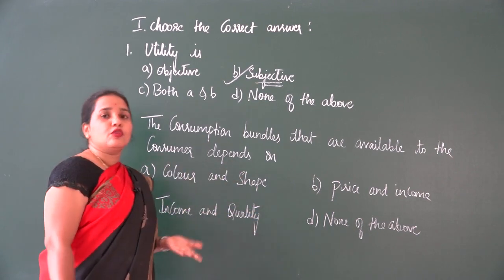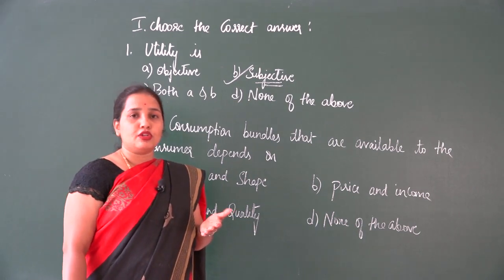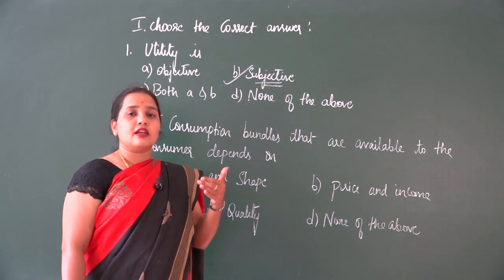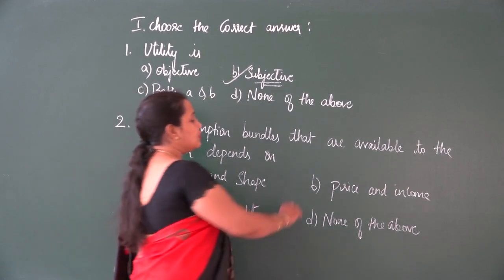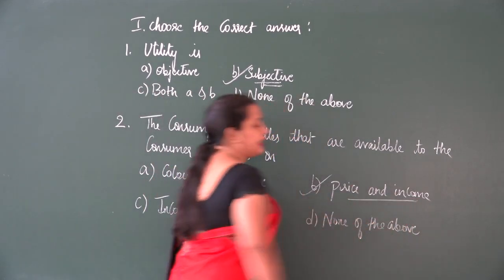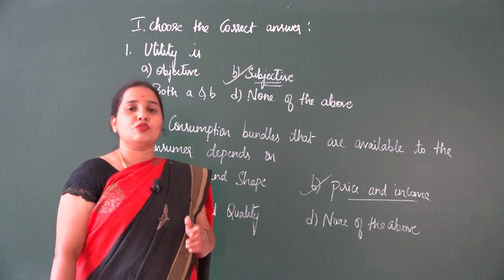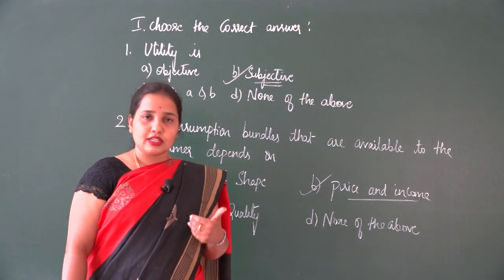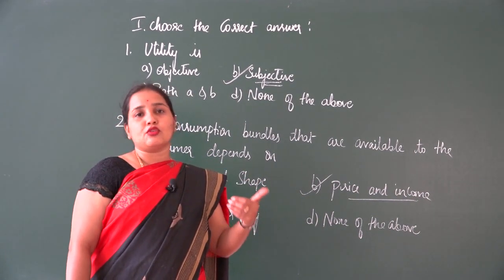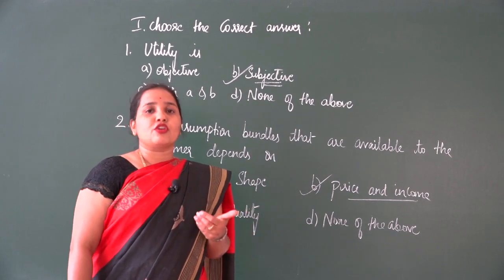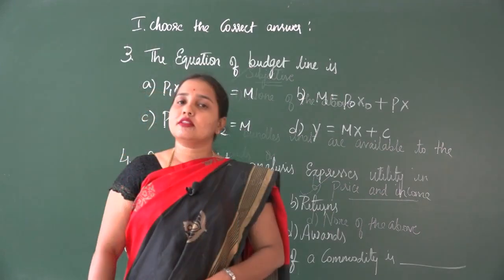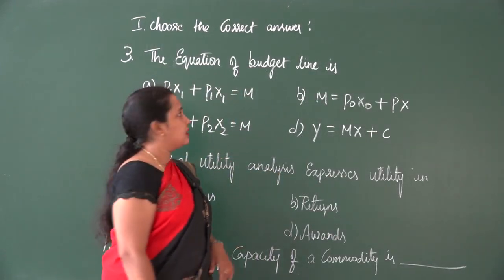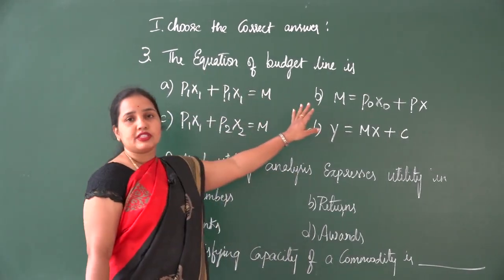When I explained consumption bundle, I told you the consumption bundles that are available to the consumer depend on 2 important factors: price and income. He will see the prices of the 2 goods as well as his own income, and then he will decide to buy the combination of 2 goods, which is nothing but a consumption bundle. The third question that you can expect is the equation of the budget line.